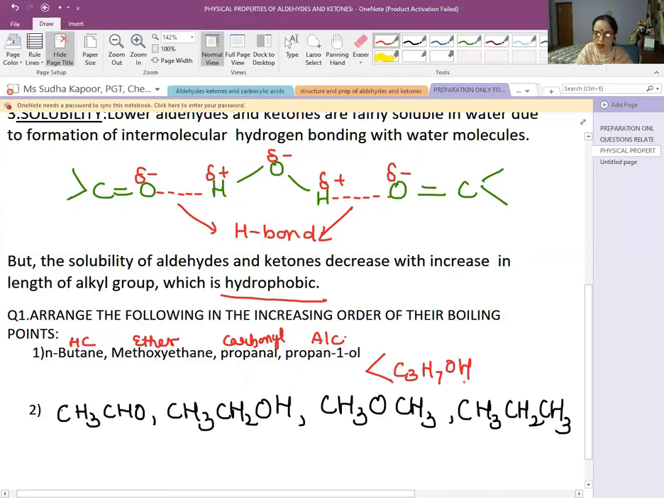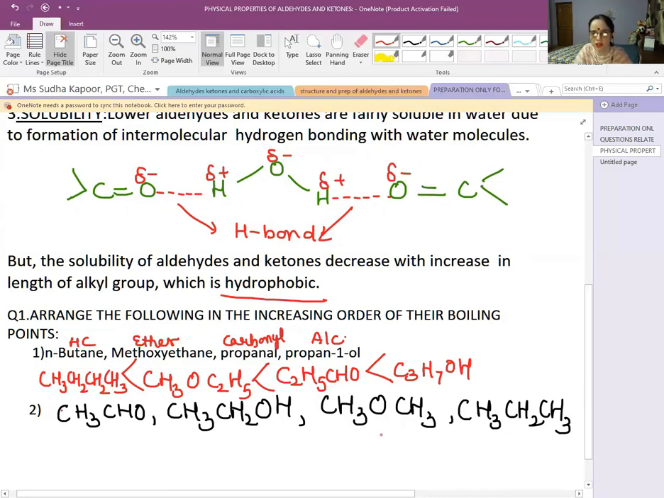The one with the highest boiling point is to be kept at the right-hand side. Then the propanal, C2H5CHO, then methoxyethane, CH3OC2H5, and the last is butane, CH3CH2CH2CH3. The reason is very clear. In alcohol, there is strong intermolecular H bonding. In aldehyde, there is dipole-dipole interaction. While in the others, we can consider van der Waals forces and interactions.